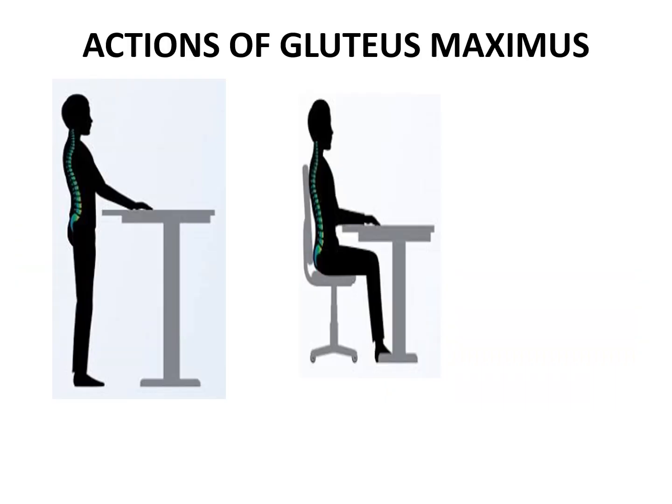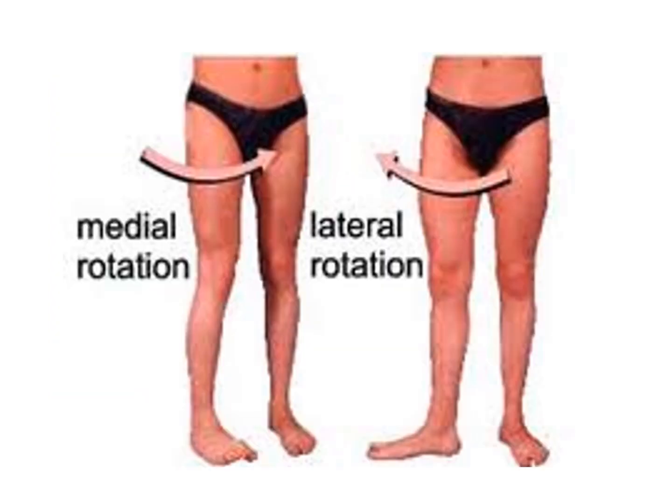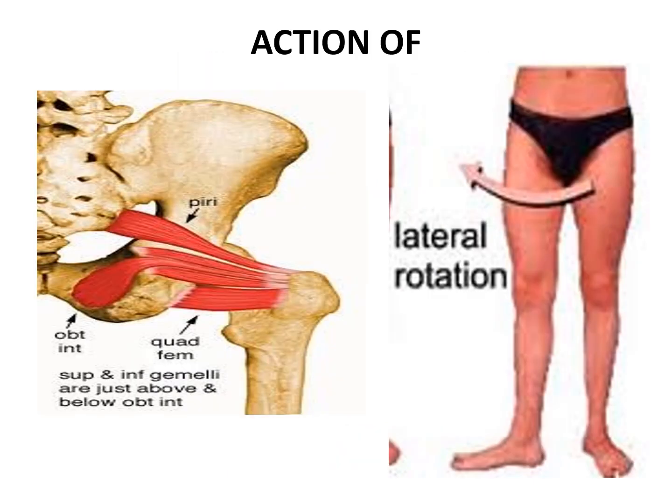Now we will see one more action of this gluteus maximus. It is an anti-gravity muscle and it helps from sitting to standing position. Then this gluteus maximus is a very good lateral rotator of the hip joint. Now we will see the action of other muscles, namely the action of piriformis muscle and the tricipital tendon and the quadratus femoris. All these muscles are the lateral rotators of the hip joint.